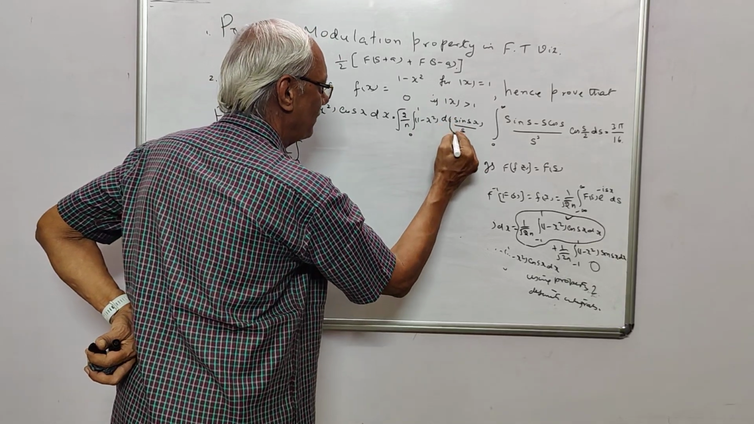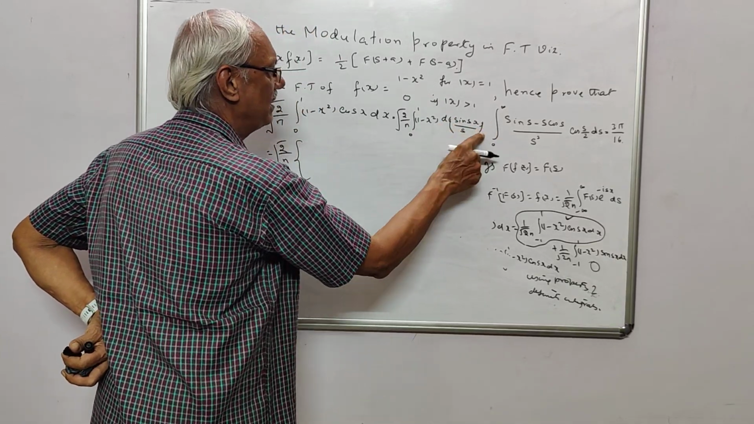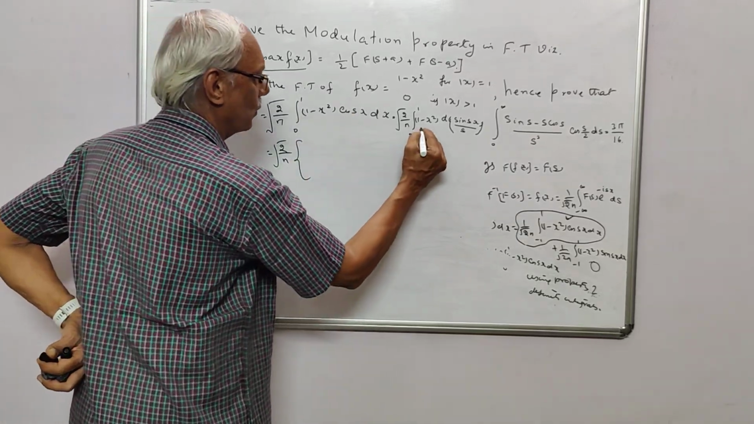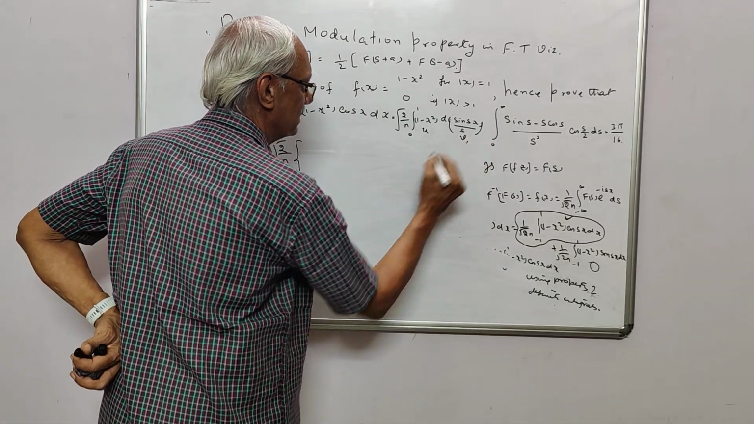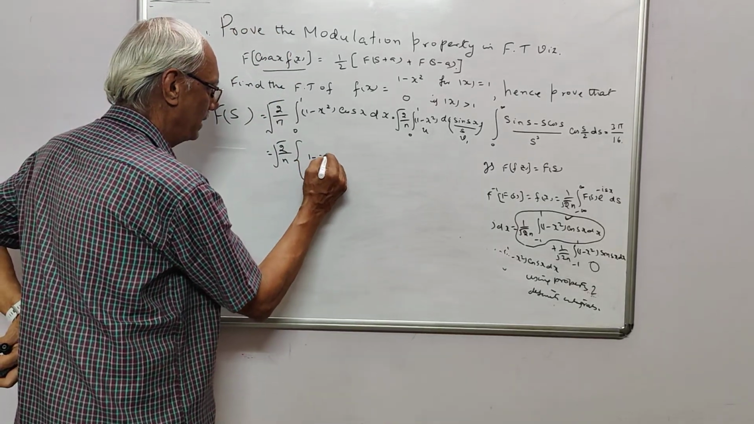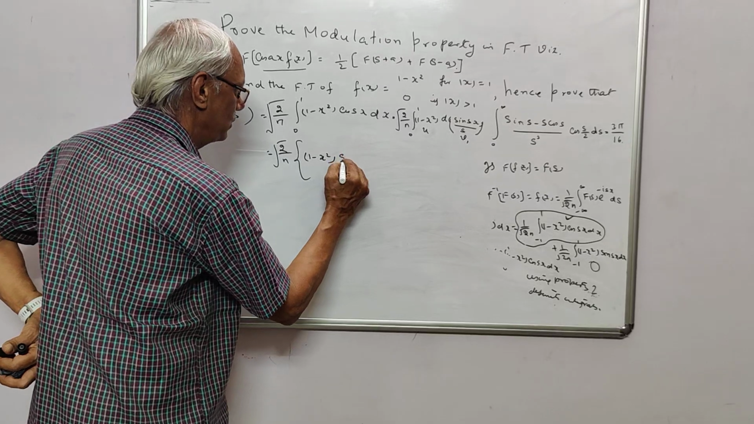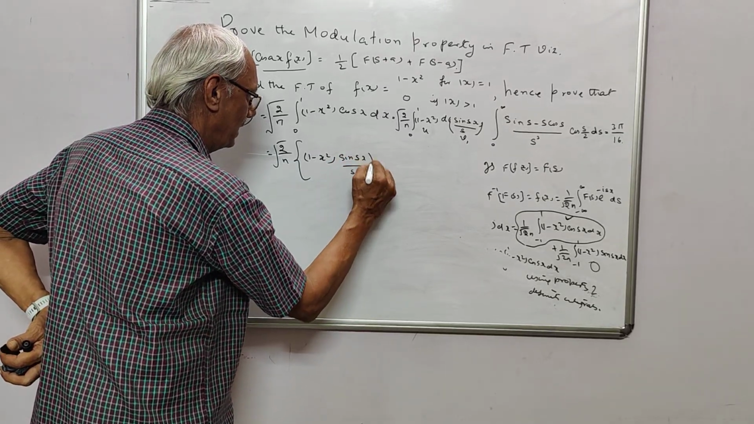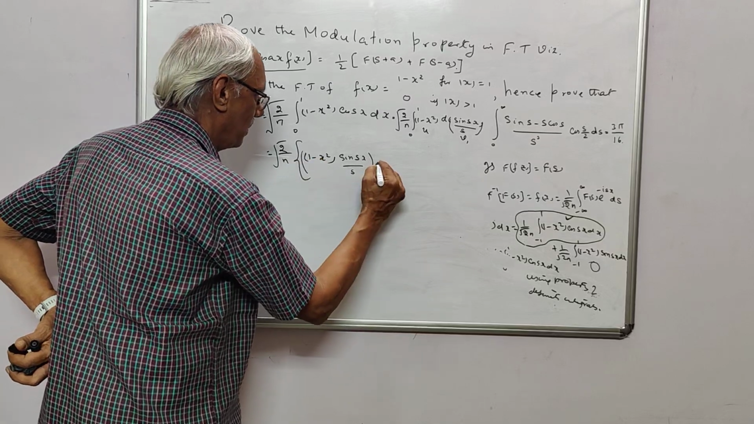Now you see that I have written this. If you take the differential, you will get again cos sx. So you take this as your u and take this as your v1. Now what is uv1? It is (1 minus x squared) into sin sx by s. Keep this in a bracket.